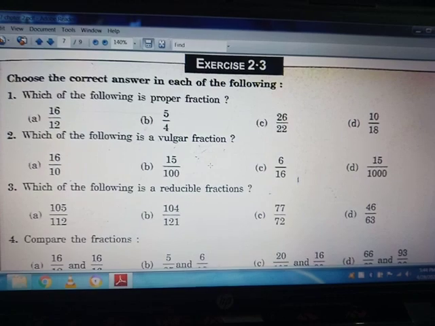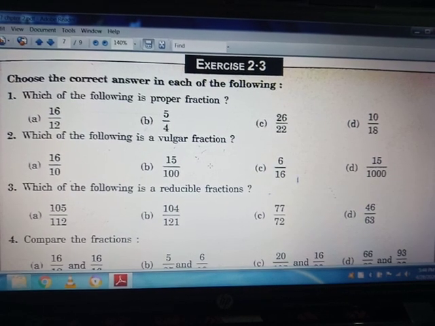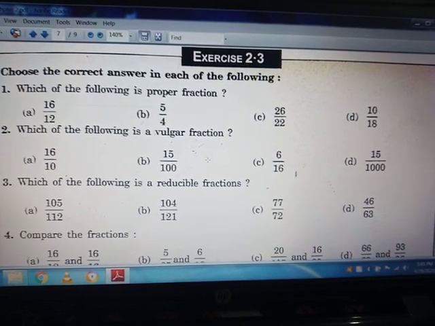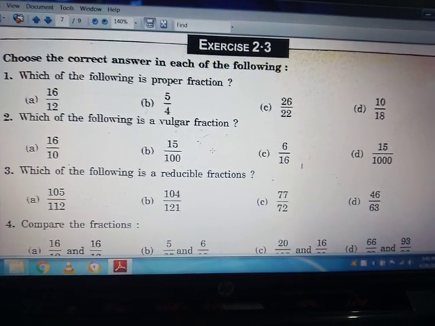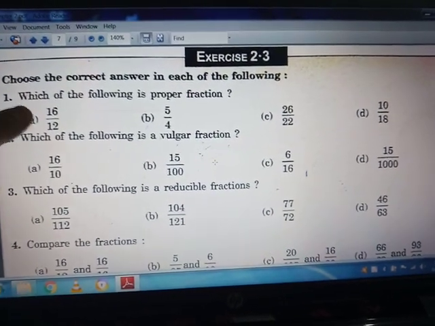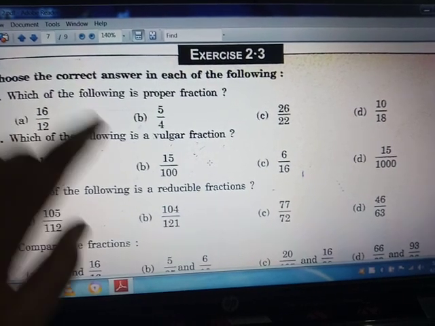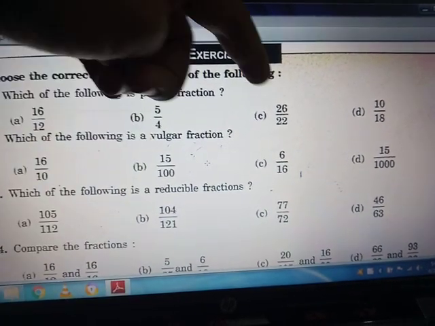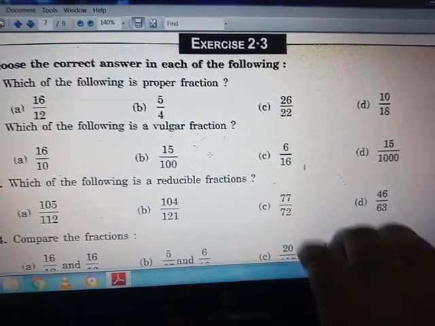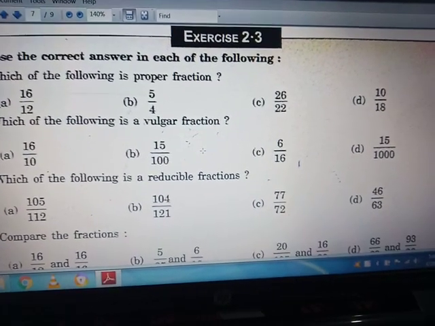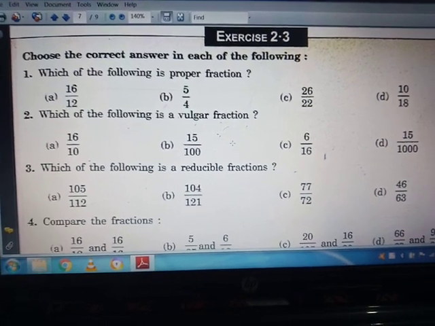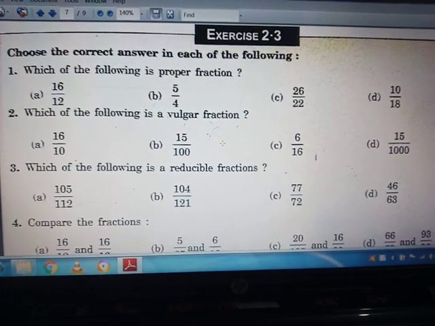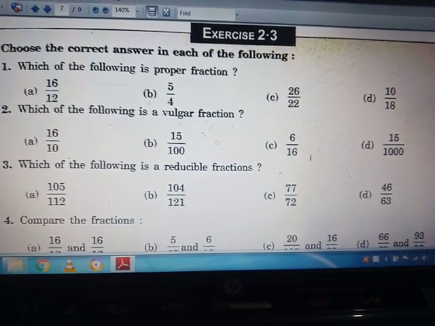So you know that when the numerator is lower than the denominator, that fraction will be a proper fraction. You can see here that your numerator is greater, here it is also greater, here it is also greater, and here the numerator is smaller. So option number D will be the right answer. Okay, now question number 2, which of the following is a vulgar fraction?